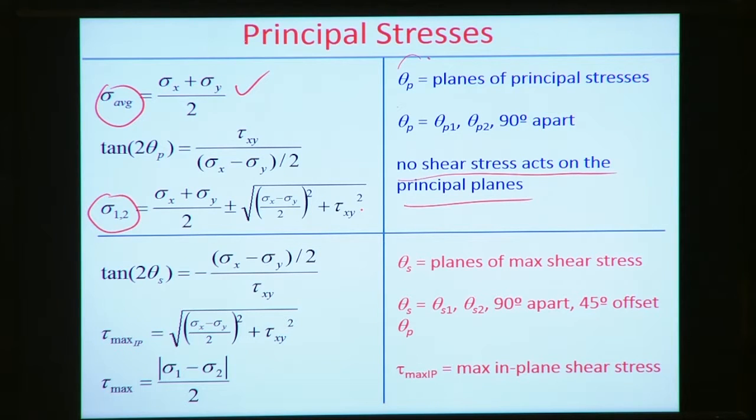Theta p calculates the orientation of the axis over which the principal stress exists, and that is with respect to the initial stress state, that means with respect to the xy axes. So we can find the principal stresses in this case by using this formula, and the planes of the principal stresses we can define from here also if we know the initial stress state.